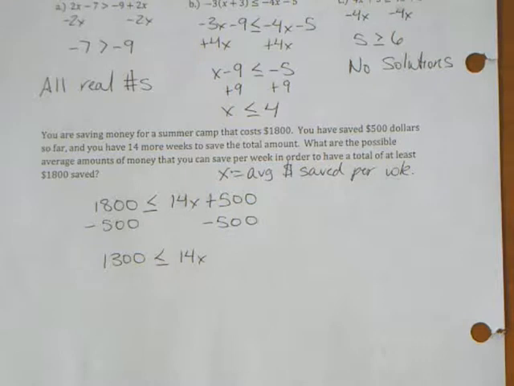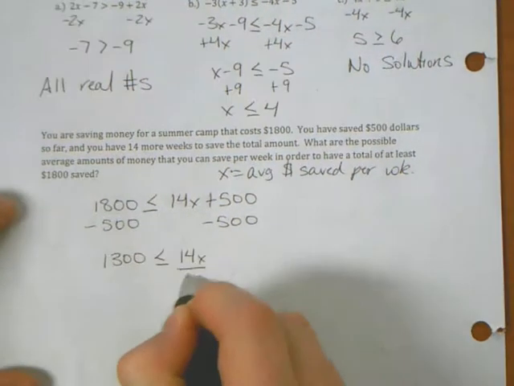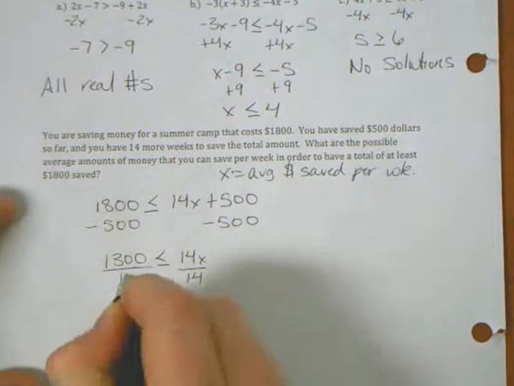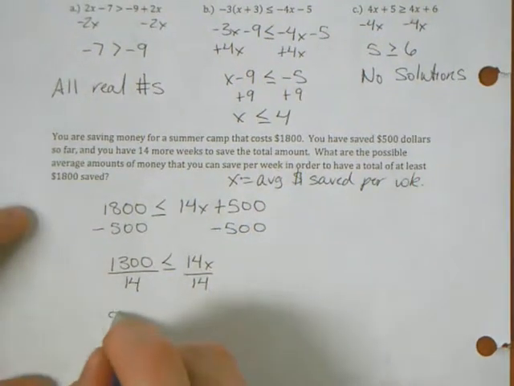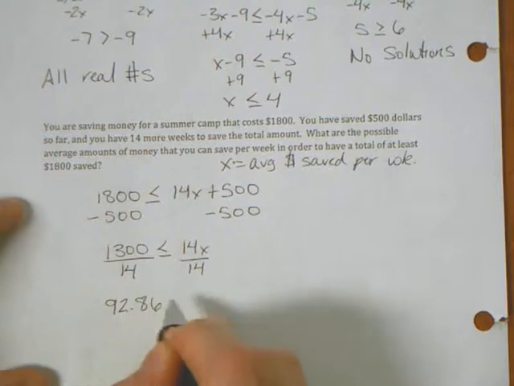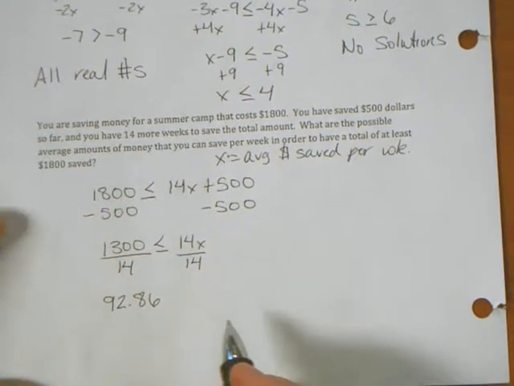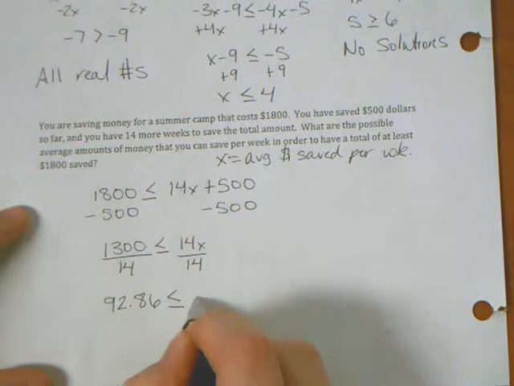So Wes, take us home now. You divide by 14 on both sides. Okay. And then does someone have a calculator? 92.87. 92.85. I'm going to go with 92.86. 92.857. I'm going to go with 92.86 is less than or equal to x.